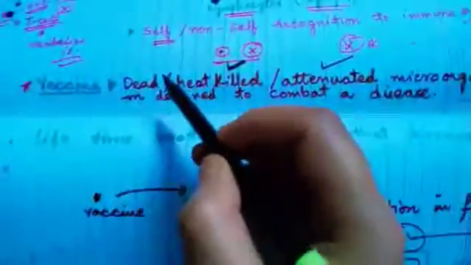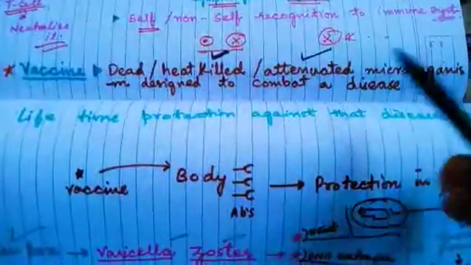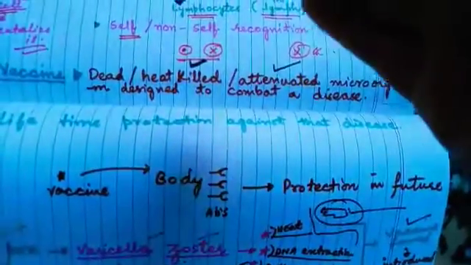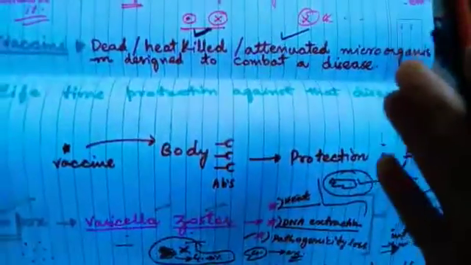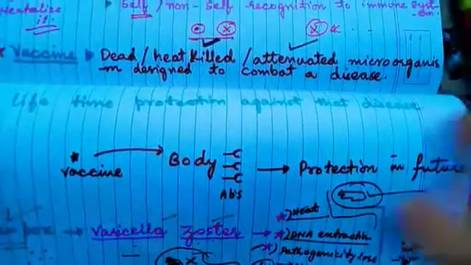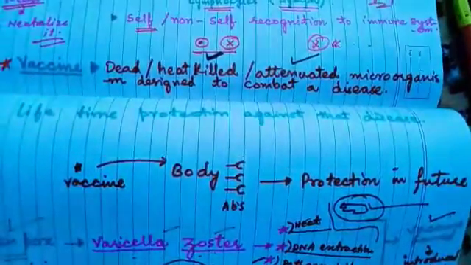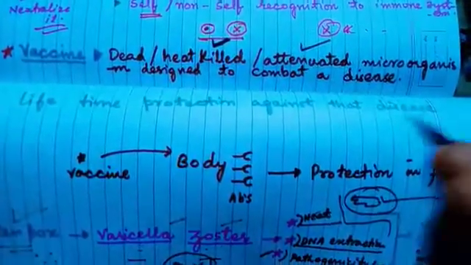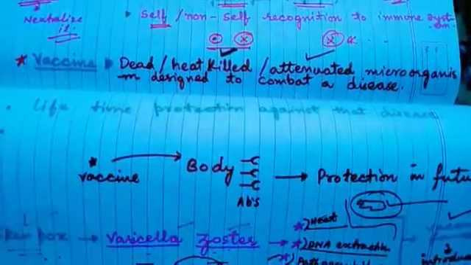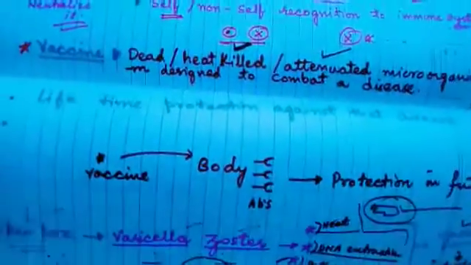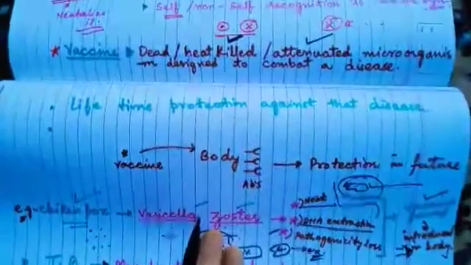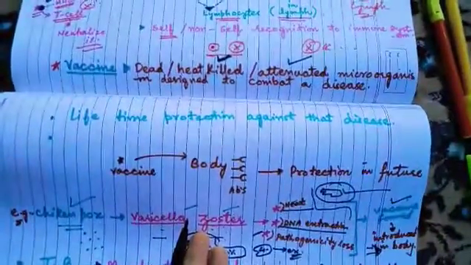Now you will understand that a vaccine is a dead, heat-killed, or attenuated microorganism. Here the microorganism is the same one which causes that particular disease. For example, typhoid is caused by Salmonella typhi. Salmonella typhi can be killed or attenuated, its genetic material can be eliminated, and then it can be put in the body as the typhoid vaccine. This vaccine gives us lifetime protection against that particular disease.